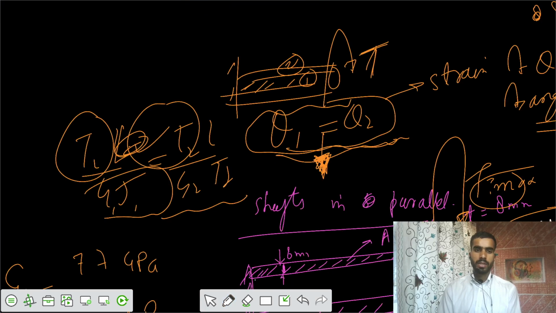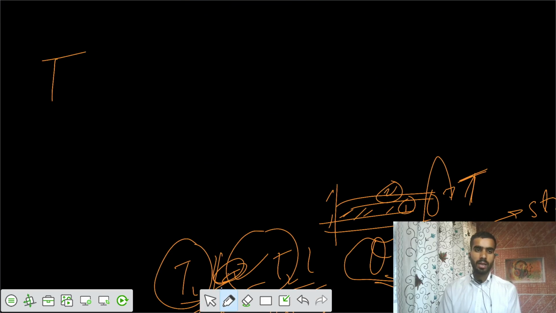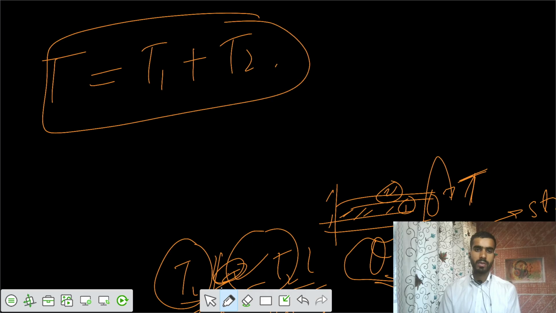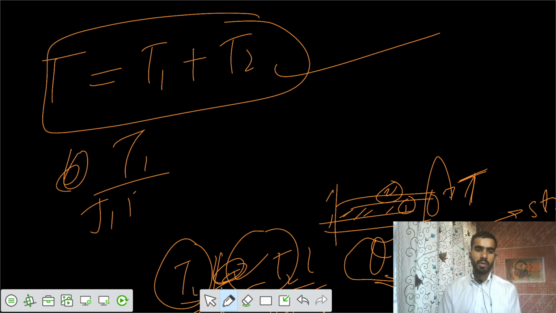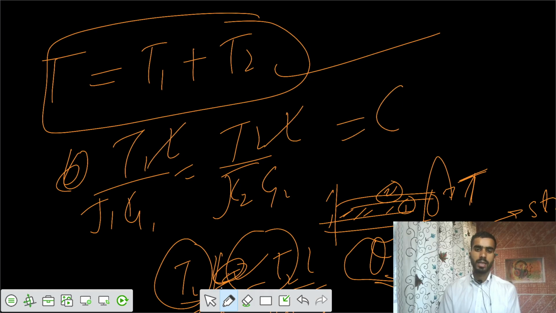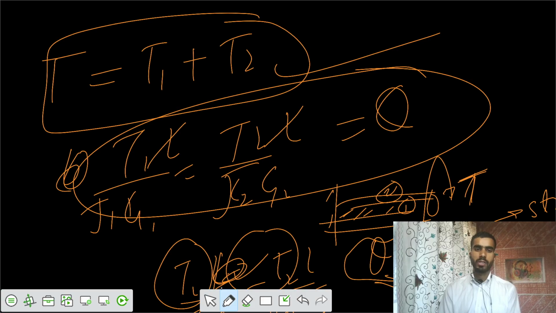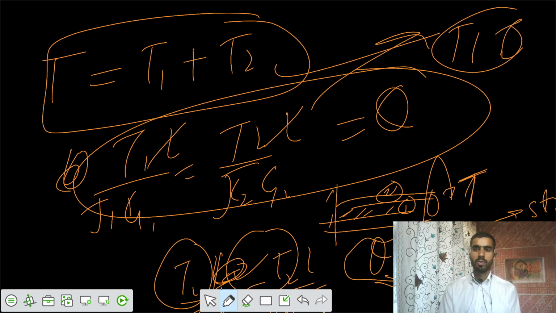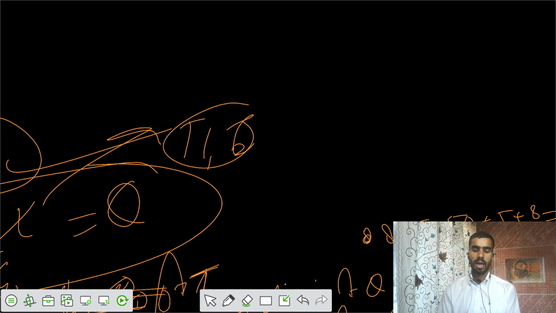So finally, in the parallel combination, the total torque is resisted by material 1 and material 2. So there is this equation, and there is one more equation: T1 by G1 J1 equals T2 by J2 G2. And L is the same, that gets cancelled, this is theta. Based on these two equations, we can get the value of T1 and T2. Once you have T1 and T2, you can get the total that you can have, T1 plus T2.